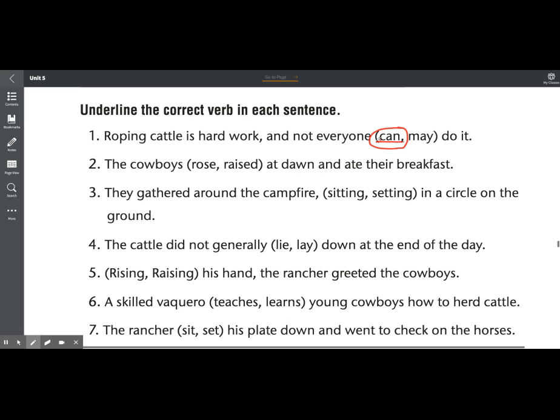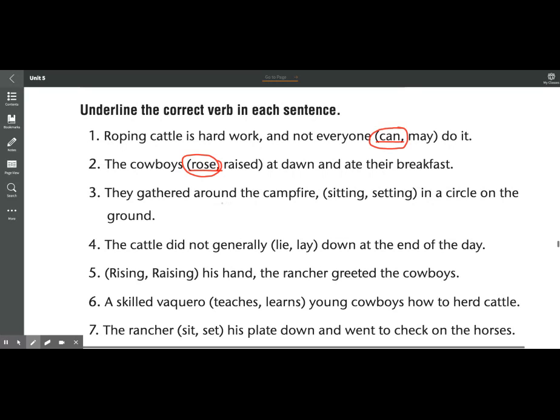It says to underline, so we're going to underline it. Number 2, the cowboys rose at dawn and ate their breakfast, or raised at dawn and ate their breakfast. Which verb means to wake up, to stand up? Rose. Rose is in past tense. Raised is the past tense of raise. I mean, for rise. I'm sorry, for rise.